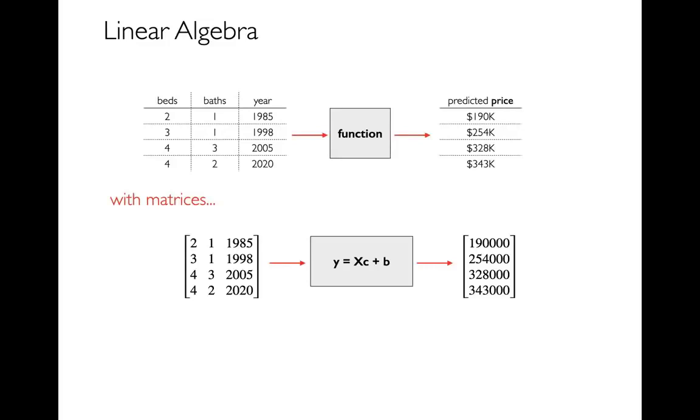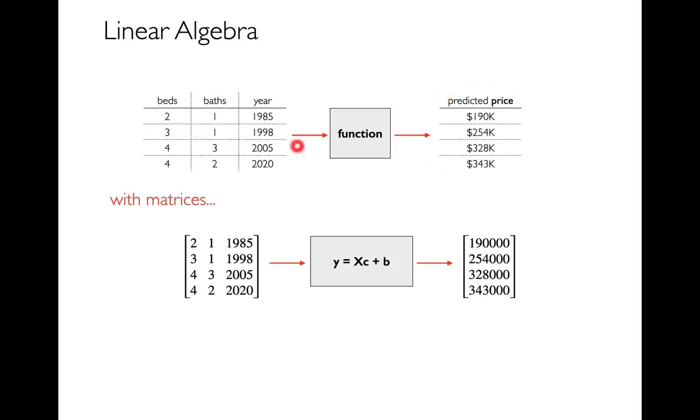I'm not assuming you have any math background besides what you might learn in high school. But let me give you an example of how math is going to come into play here for a regression problem. Right, so we have this example again with all the houses and these characteristics, and then we have a function that predicts the price. How would we do that with matrices?